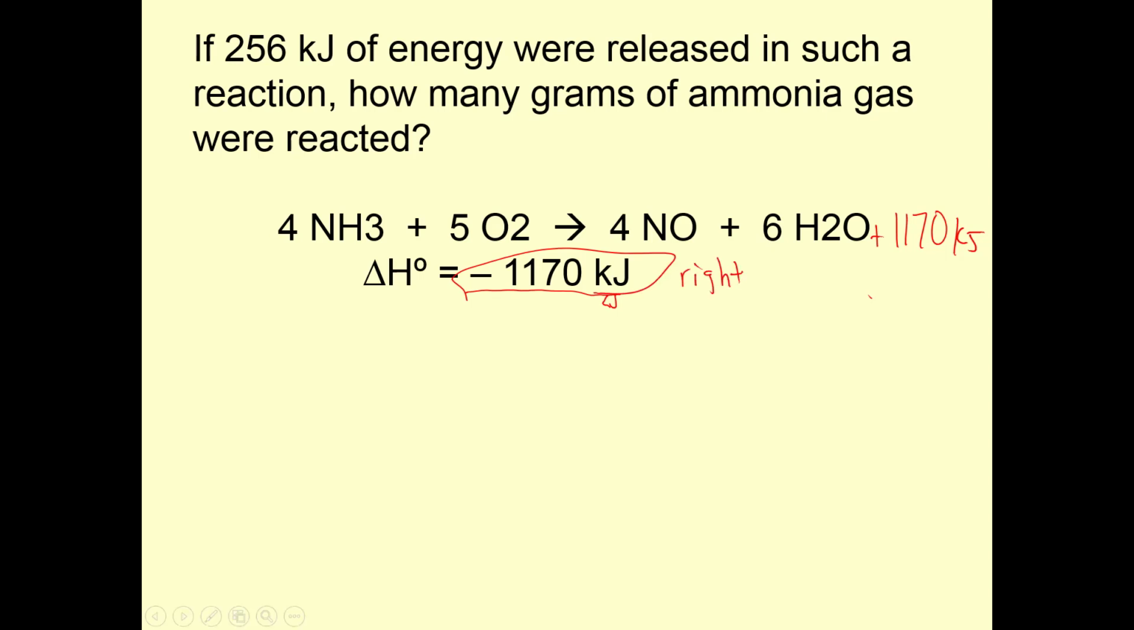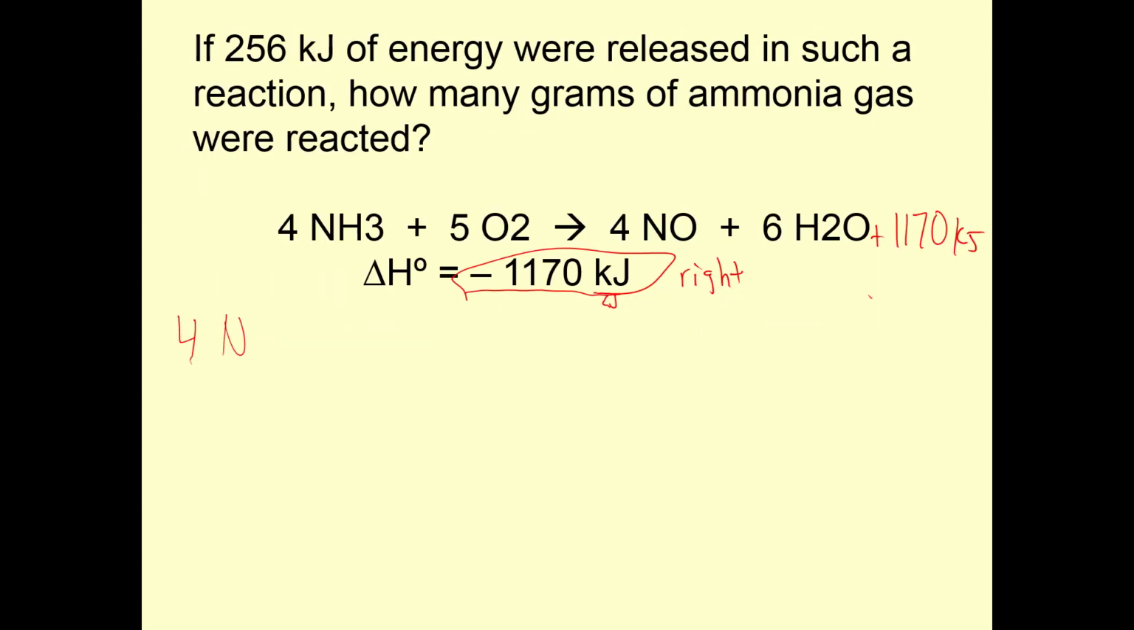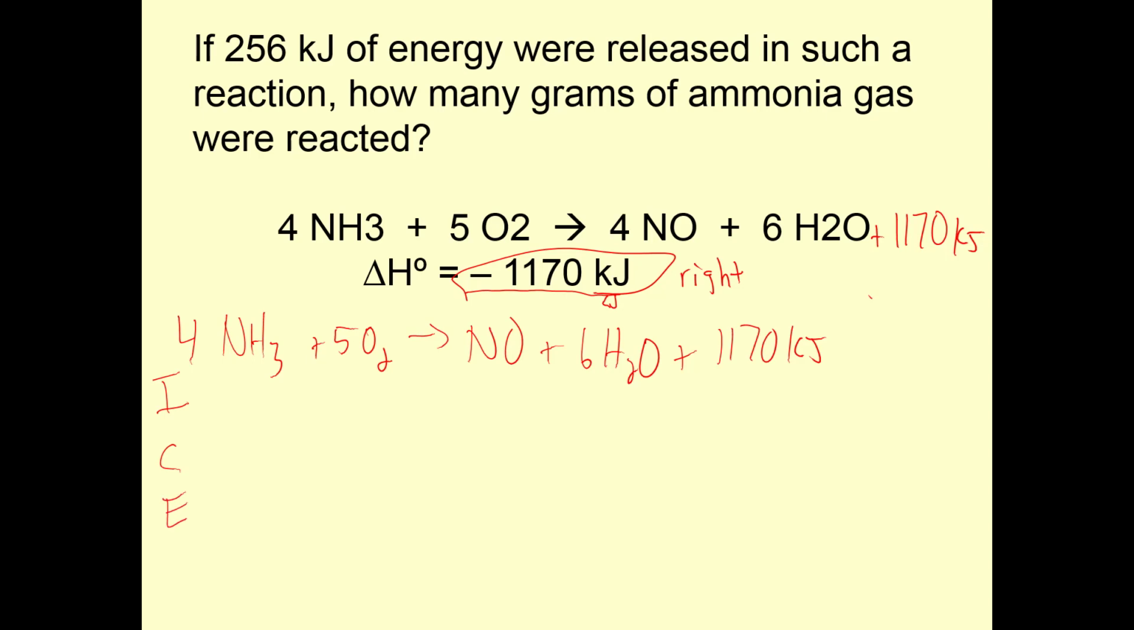Now here, I'm going to rewrite this reaction. 4NH3 plus 5O2 yield 4NO plus 6H2O plus 1170 kilojoules. Now what happens here is we know we're going to do an ICE diagram just like before.